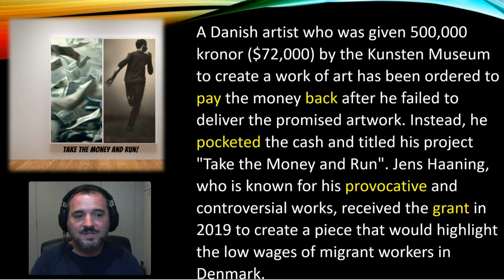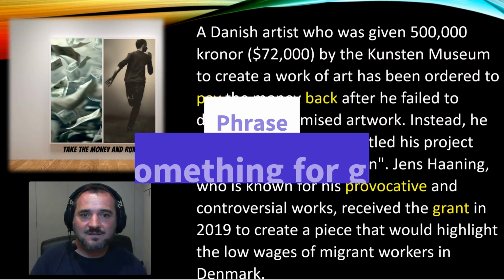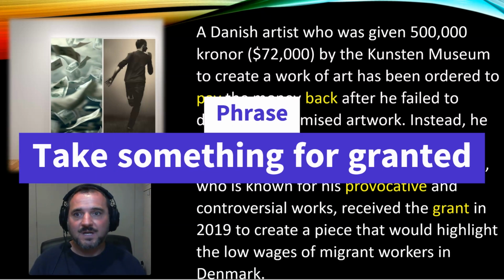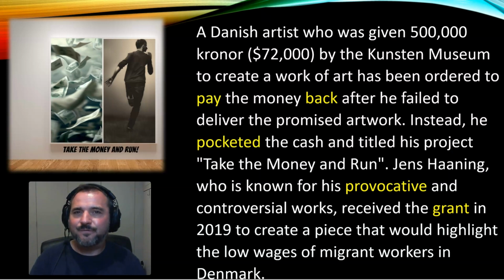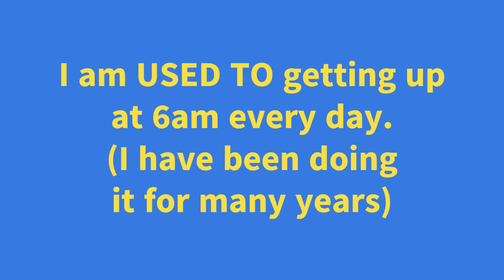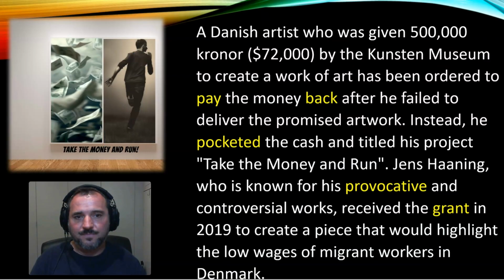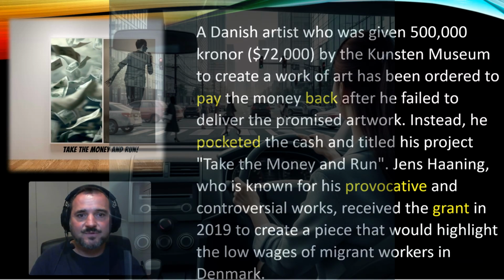Finally, we do use this word in an expression, very common expression actually, to take something for granted. This is often used when we fail to appreciate the true value of somebody or something. Now, it's not necessarily a monetary value, of course. It could simply be that we've become so used to this person or so used to this object that we don't appreciate it anymore. So, I don't know, let's imagine that every day I drive to work.